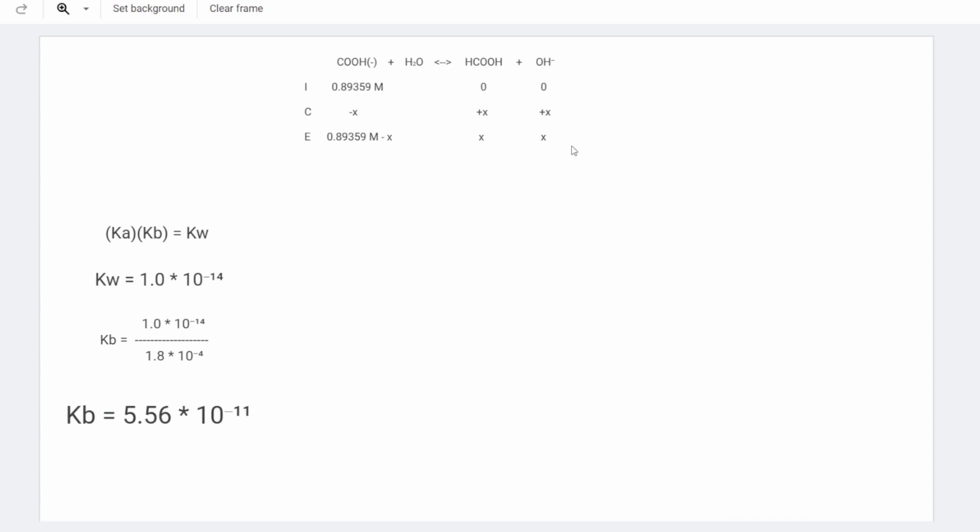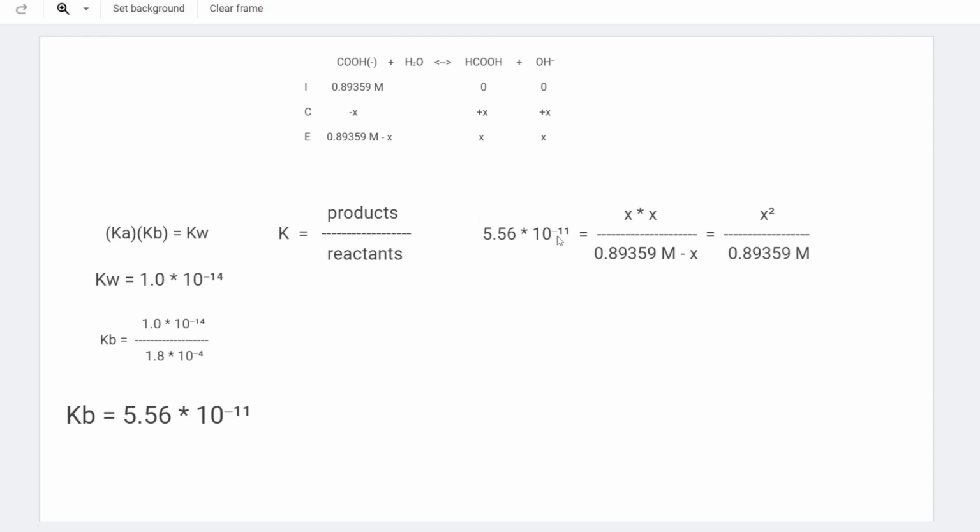Now, how can we use Kb to solve for x in this ICE table? Well, K is always equal to the products over the reactants. This means that Kb will be equal to the products, aka x times x, over the reactants, which is just 0.89359 molarity minus x. Now, we can do two things to make this a little more clean. First off, we can notate this as x squared. And secondly, we know that x is going to be incredibly close to 0, meaning that we're able to remove it from the denominator as it will not significantly affect our value. Note that we can only do this for the denominator and not the numerator. Now we can solve for x. Simply by multiplying both sides by 0.89359 molarity and square rooting both sides, we have solved for x, aka 7.05 times 10 to the negative 6.